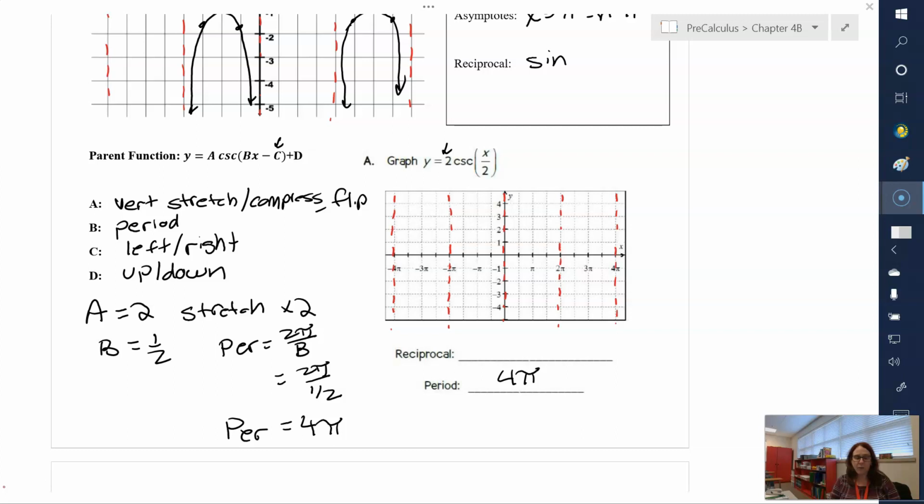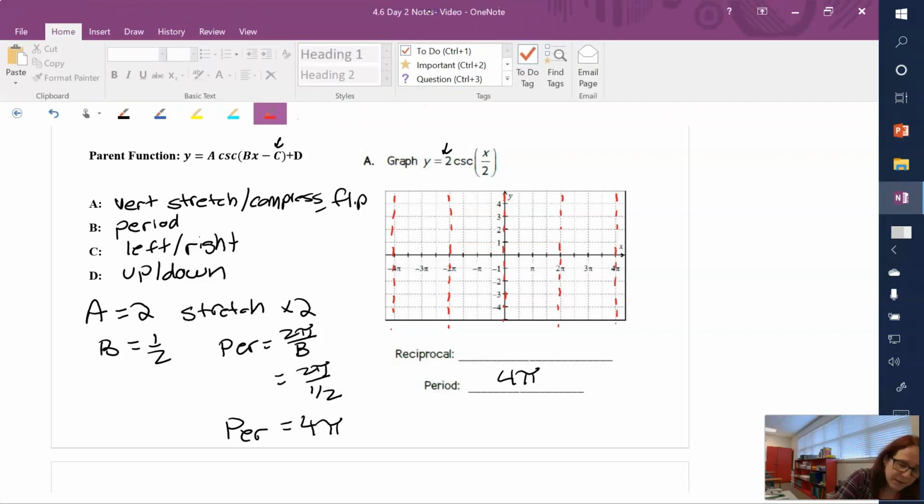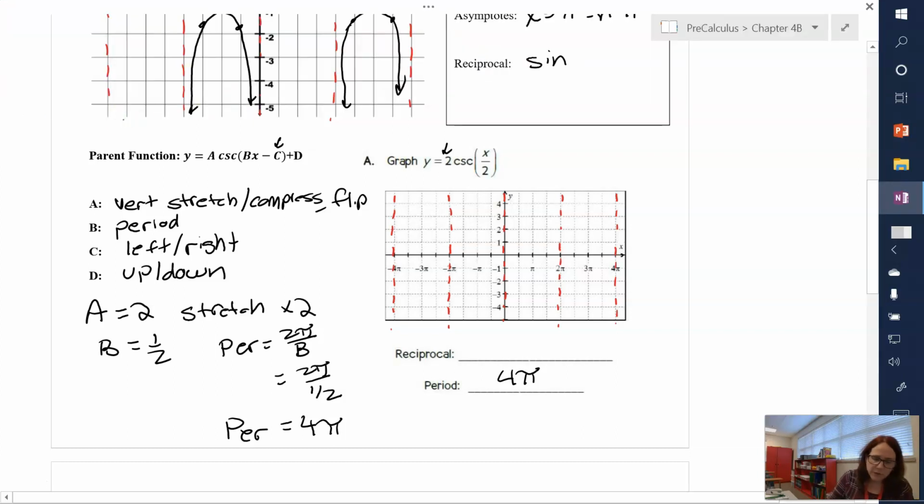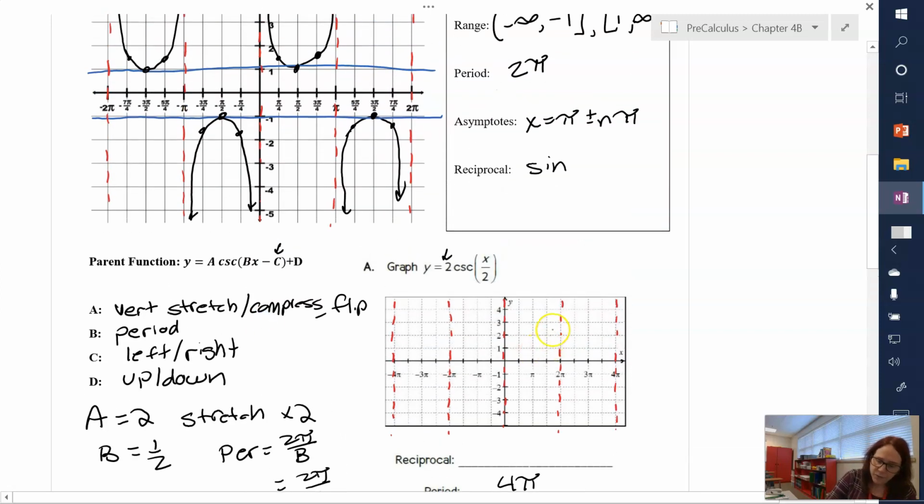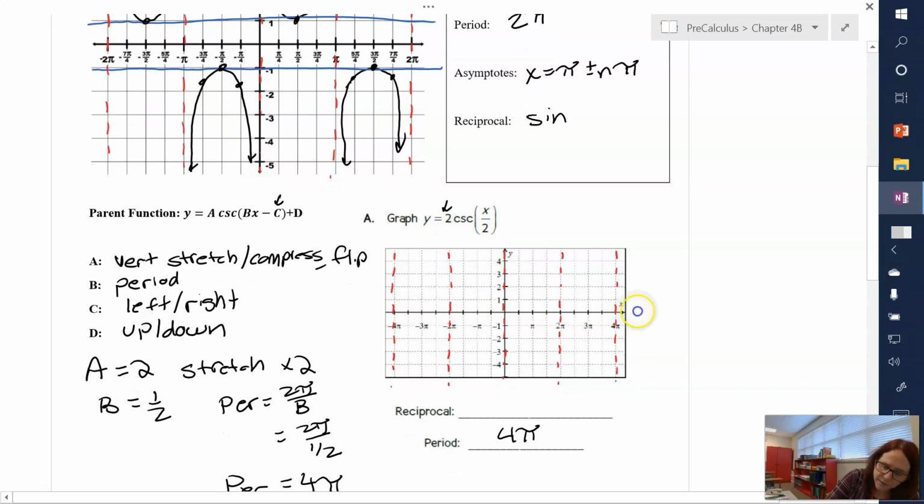I'm ready to graph. Now I want you to notice that we have a stretch times 2. So instead of our graph turning around when it gets to y equals 1, it's going to turn around at 2. And on the negative side, it's going to turn around at negative 2. I'm going to show you what I mean by that. Right here is where it's going to go down and up, and it's going to come down as far as 2, not as far as 1. And then over here, instead of 1.4 for root 2, I'm going to double that. That's going to be a 2.8. So that's going to put it right about there and there.